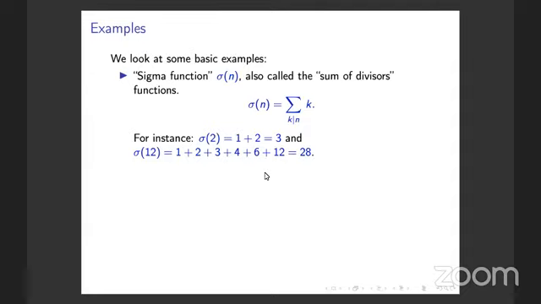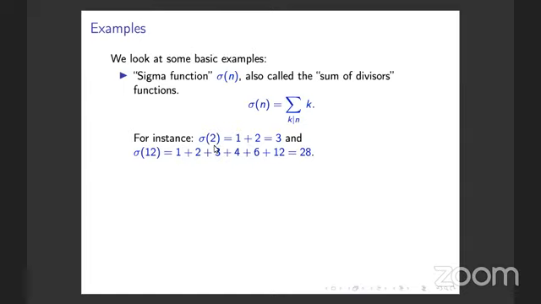So what you do is you take a positive integer n, then look at all the divisors of n. This notation means k dividing n. So take all the divisors of n and then add those divisors. That is called the sum of divisors function.